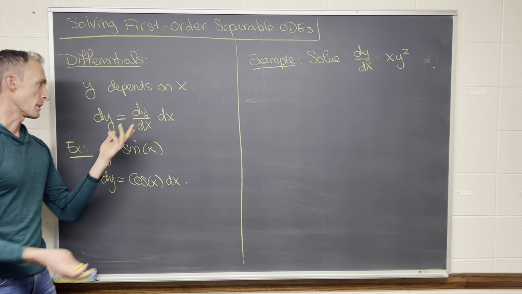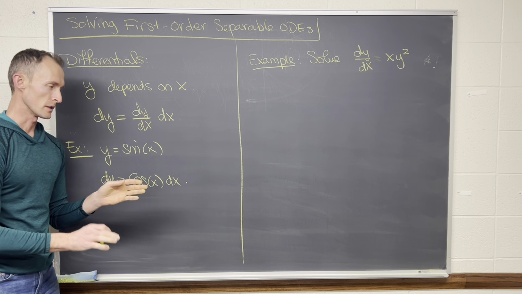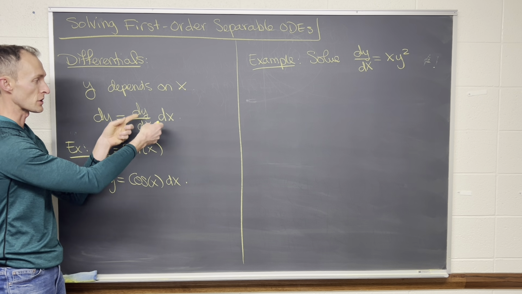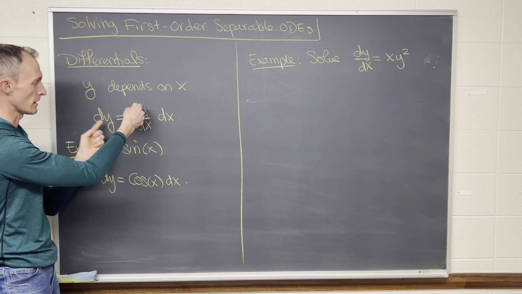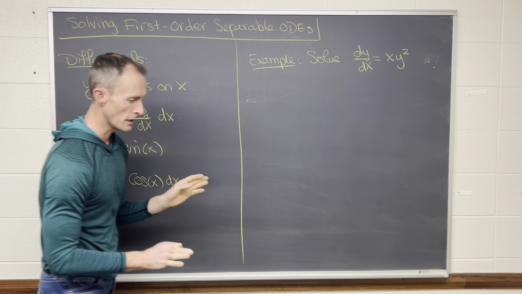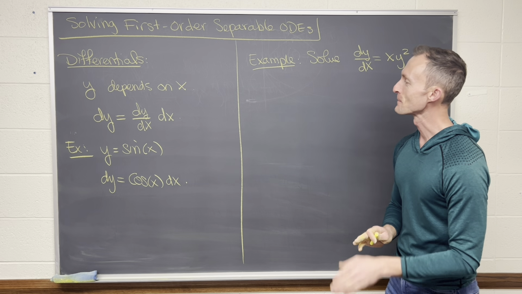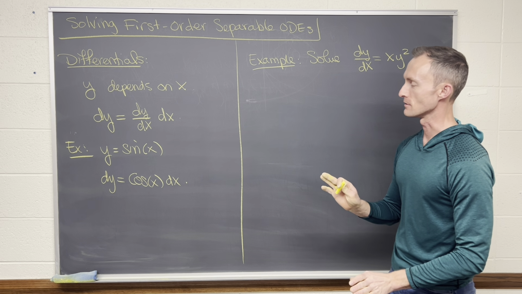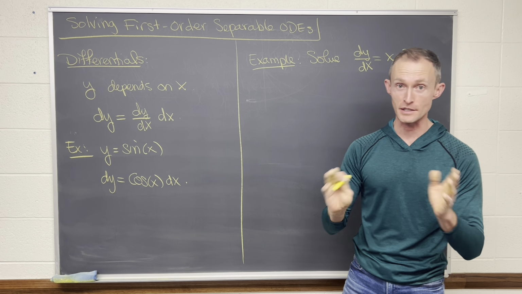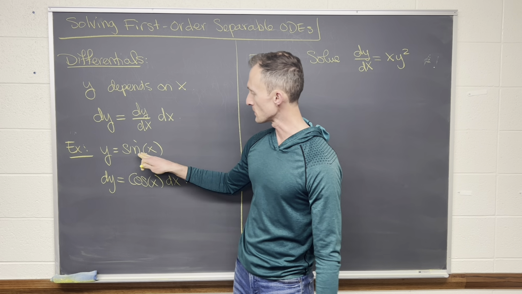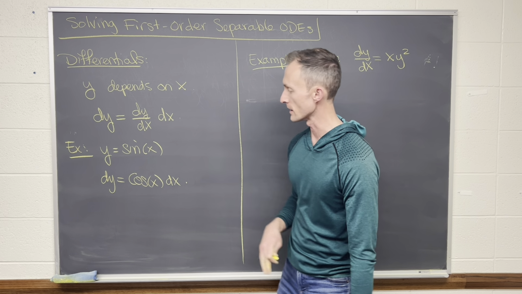And people like to think about these as fractions, which is total nonsense. Like dy dx, they say, oh, if I multiply by dx, it's a fraction, and the dx cancels the dx. No, absolutely not. That's not what's going on. Just don't do that. If it helps you remember, great, that's fantastic. But no. All right, so if y is equal to sine of x, dy is equal to cosine x dx.